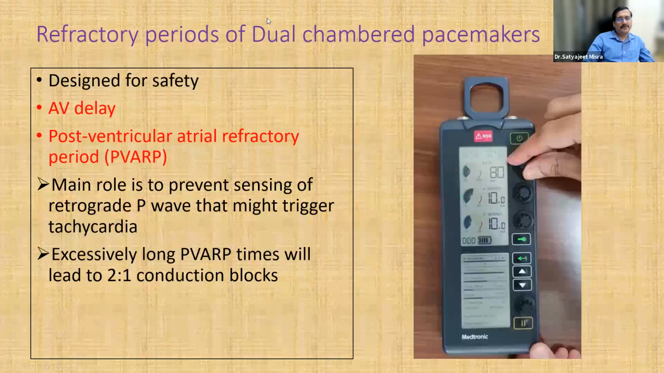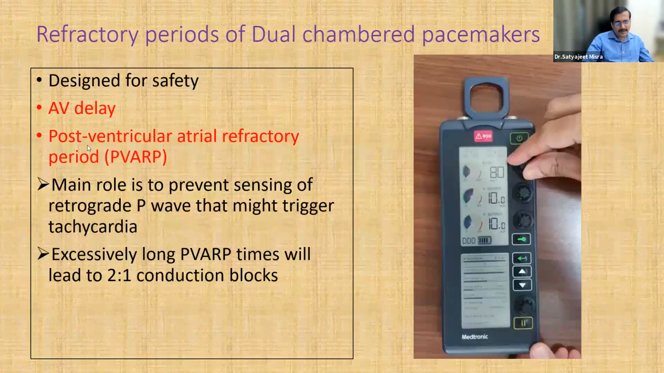Okay, now let's come to the refractory period of the dual chamber pacemakers. I said that there are two important time delays. One is the AV delay, and the other is something called the post-ventricular atrial refractory period. Now, AV delay, we all know that after an atrial impulse is generated, the pacer sets a time delay of a few milliseconds, say 120 to 200 milliseconds, after which only the ventricle is depolarized. So between this time, there'll be no depolarization of the ventricle.